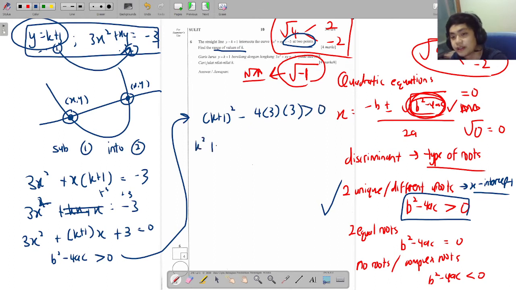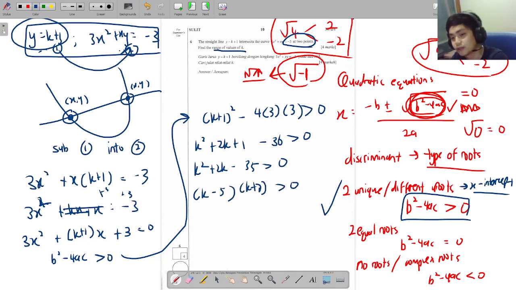So k squared plus 2k plus 1 minus 36 is greater than 0. So k squared plus 2k minus 35 is greater than 0. So I can use the cross method or use a calculator to solve this. So I have k minus 5 and k plus 7 greater than 0. When I solve this for 0, k minus 5 equals 0 and k plus 7 equals 0. So I'll get k equals 5 and k equals negative 7.